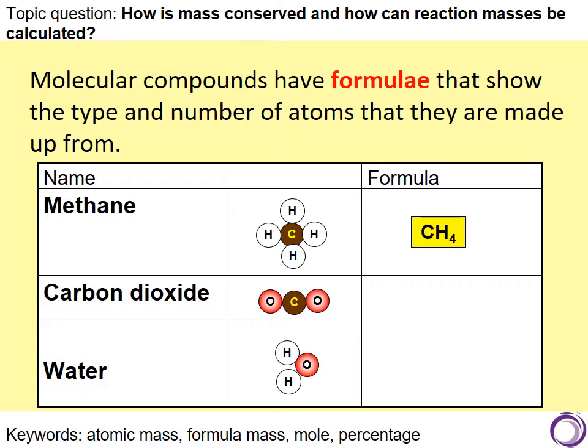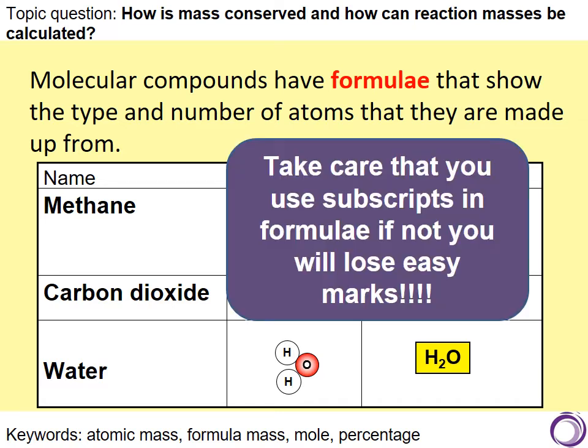We've got 1 carbon and the 4 appears directly after the hydrogen to show us we have 4 atoms of hydrogen. We can do that then for carbon dioxide, something you're quite familiar with. That's 1 carbon and 2 oxygen. And finally for water. It's really important that we use subscripts for writing these formulae. If we don't, you will lose easy marks.